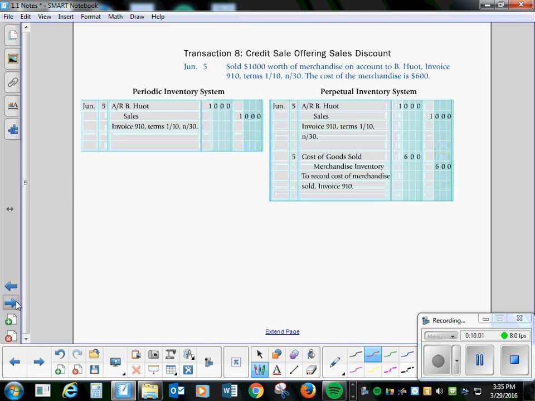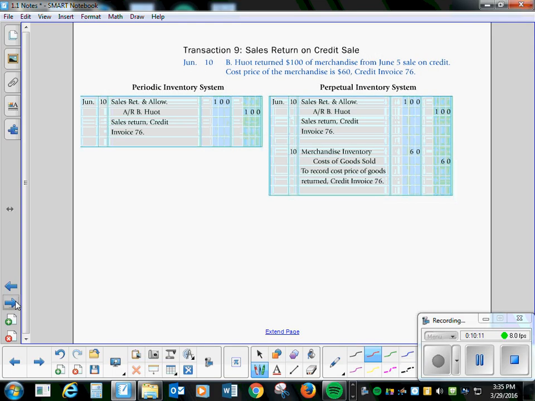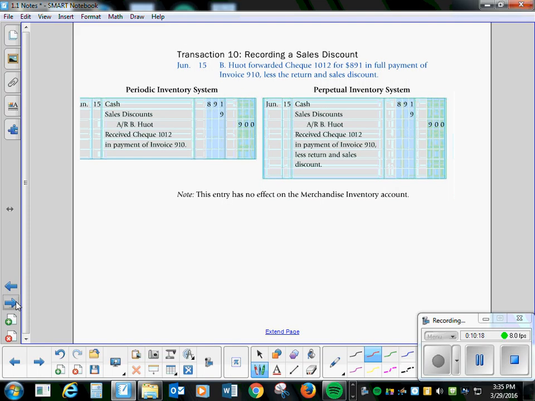Transaction 8, credit sale offering sales discounts. So have a look at those two as well. And there's another example of your sale return on credit. And here you're recording a sale discount.